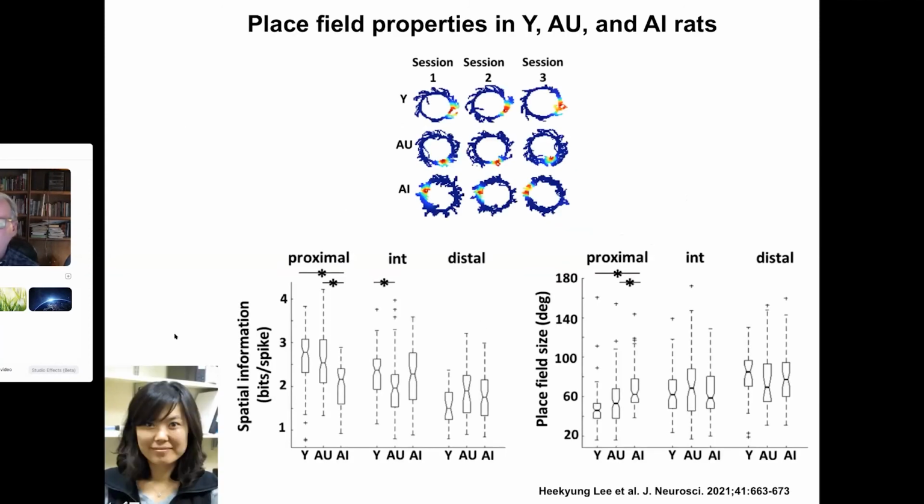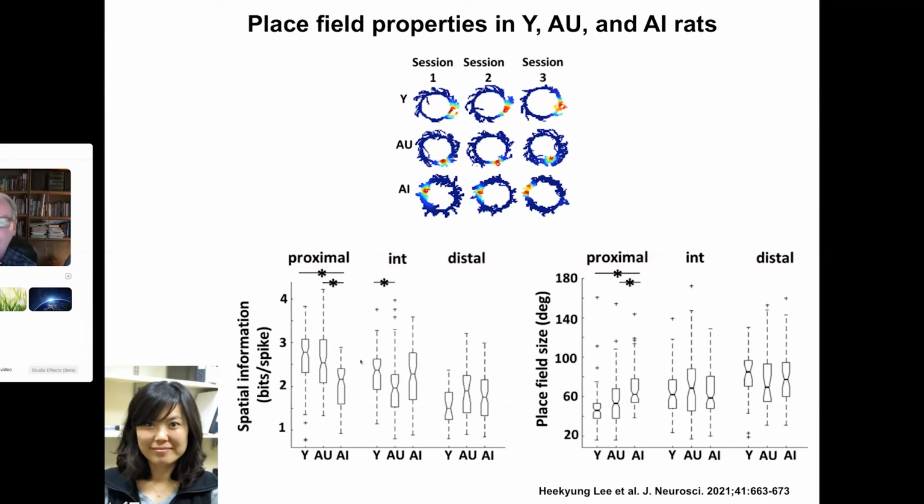So what Heekyung recorded, a monumental work here, was from 7 AU rats, 7 AI rats, and 5 young rats, a tremendous amount of work to get data sets in the same double rotation. Young animals, this is just an example of some of the place fields. They look pretty much normal, but when you quantify them, what you find is that in proximal CA3, AI animals have less spatial information than young or AU animals. By the time you get to distal CA3, there's no difference between them.